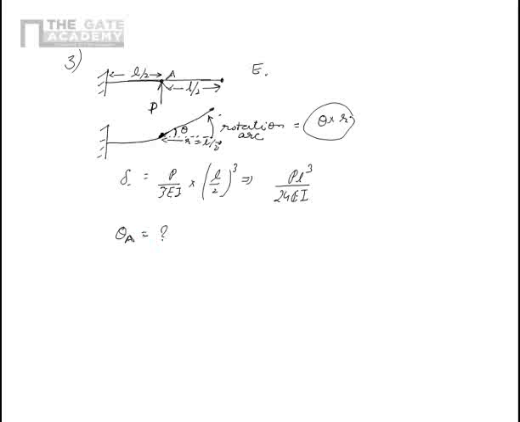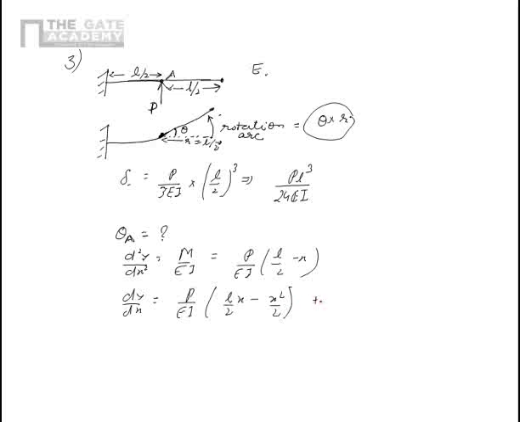What we do is, we again write the equation of curvature, which is M upon EI, which in this case is P upon EI times (L by 2 minus x), because in this case the force is applied at L by 2. Now I integrate this equation. I get dy by dx is equal to P upon EI times (L by 2 x minus x square by 2) plus C1. Obviously C1 is 0, because at x equal to 0 the deflection is 0.